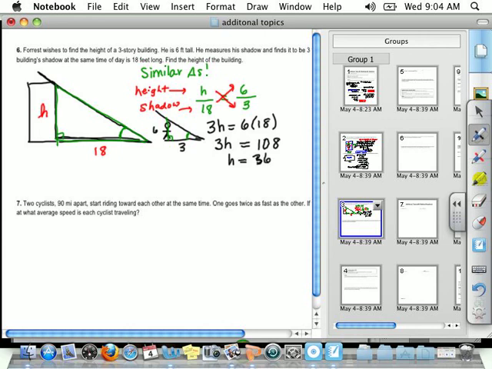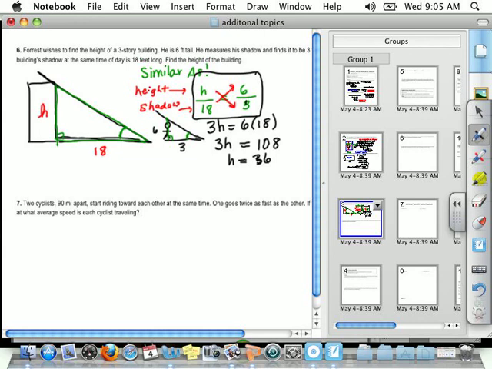Now, does that make sense? Forrest was twice as tall as his shadow. The building should also be twice as tall, right? So I can tell from right here what my answer is going to be because 6 over 3 is 2. And so this one needs to be 2 as well, so I need 36 there. So sometimes you can just see from the proportion.